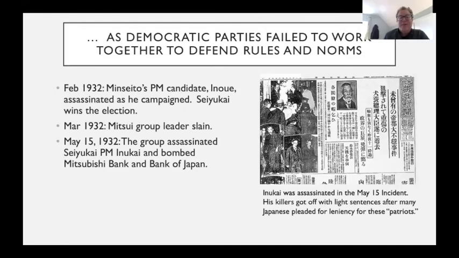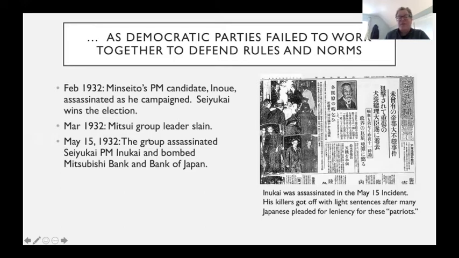The first victim of this assassination campaign was the Minseto's prime ministerial candidate, who had previously been finance minister, who they had already tried to bomb. That was Mr. Inoue. This time he is assassinated and killed as he campaigned for office. Seiyukai keeps the election going, proceeds to win the election, and Mr. Inukai takes over, continues as prime minister.